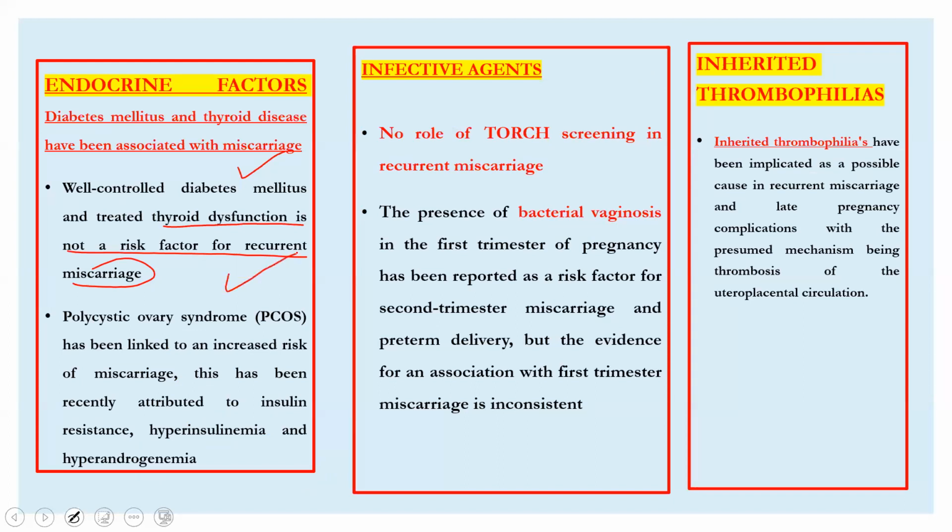Polycystic ovary has been linked to an increased risk of miscarriage. Okay, because it is associated with insulin resistance, hyperinsulinemia, hyperandrogenemia. It will hamper everything at the hormonal level. Infective agents, if we talk about TORCH screening, please don't offer TORCH screening for recurrent miscarriages. Okay, it could be one of the reasons for sporadic miscarriage.